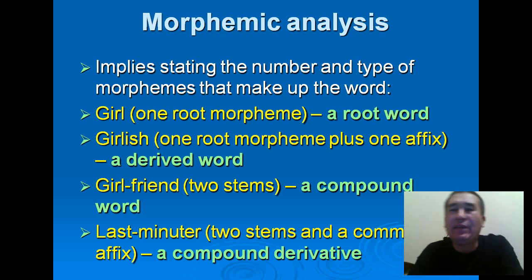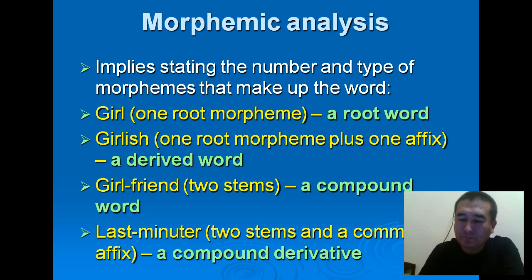First of all, morphemic analysis implies studying the number and type of morphemes that make up the word. For example, girl, one root morpheme, a root word. Girlish, one root morpheme plus one affix, a derived word. Girlfriend, two stems, a compound word. Last minute, two stems and a common affix, a compound derivative. So you can see here.